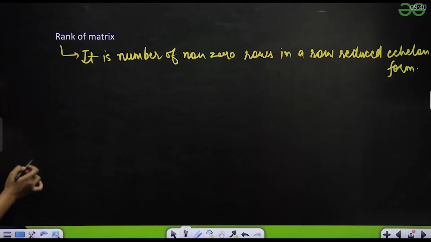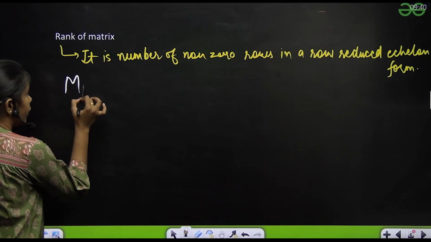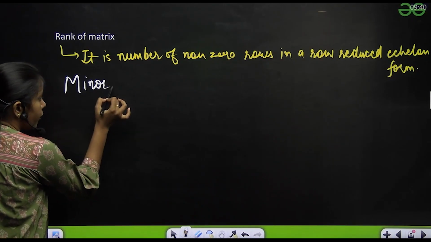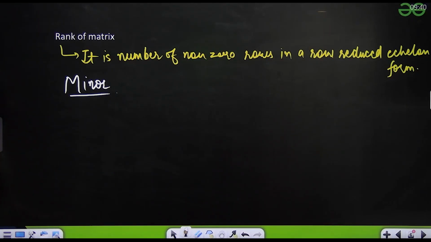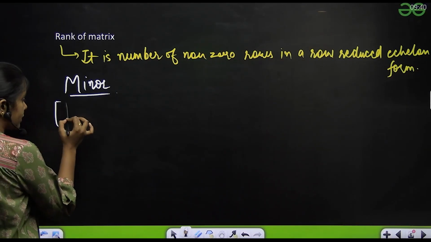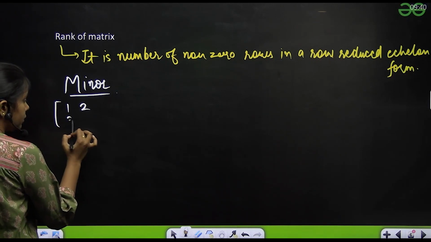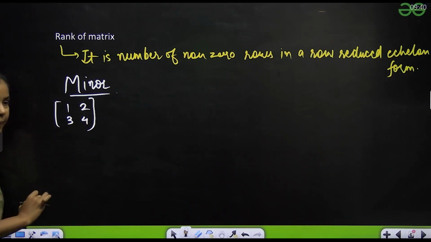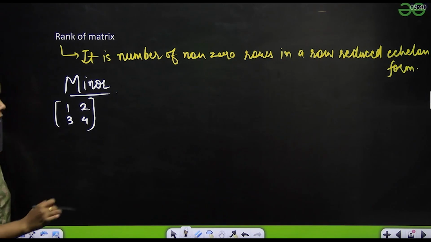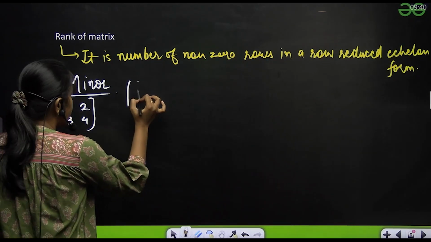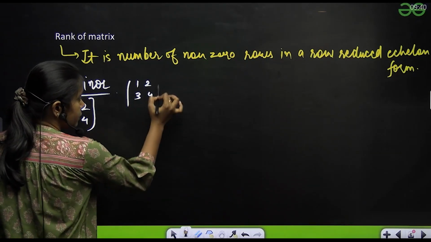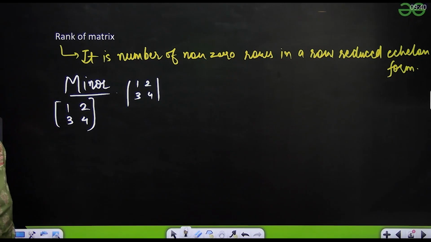Now there is another definition which is using minor. What is a minor here? Let's suppose we have a 2 cross 2 matrix. I have 1 2 3 4. This is a matrix. So what would I do? First I'll find out the determinant of 2 cross 2, right?